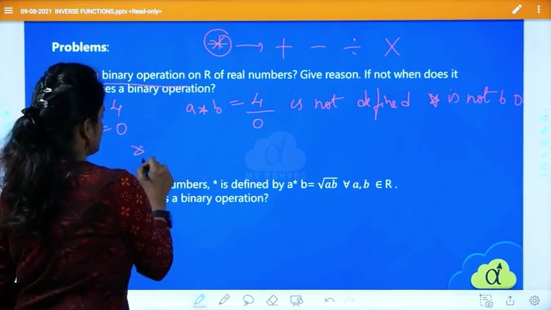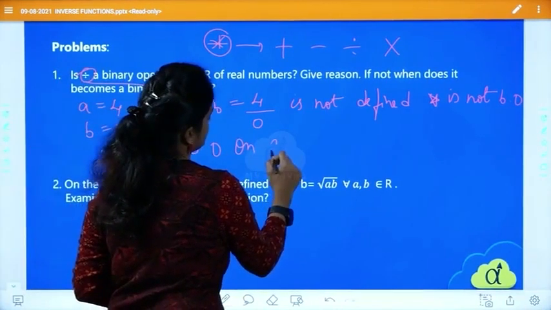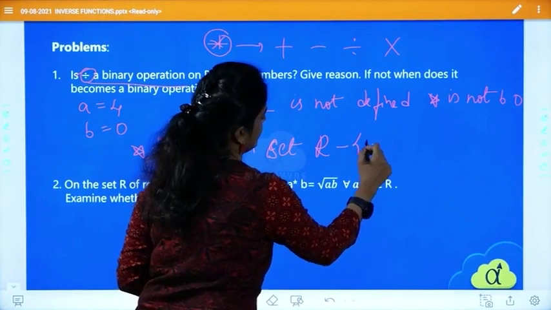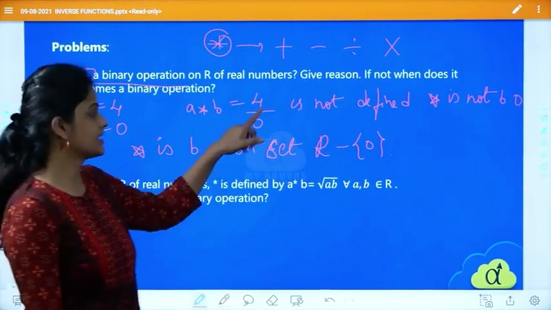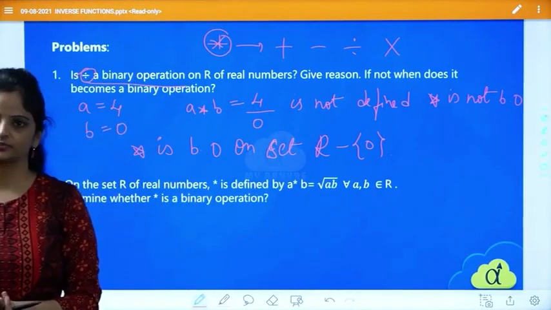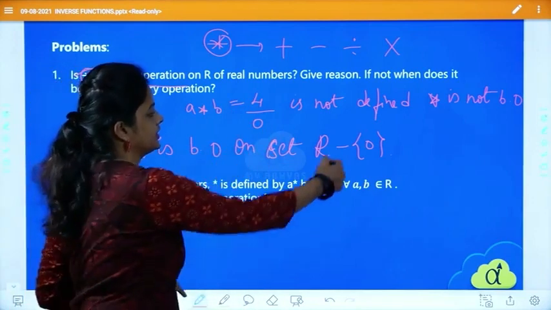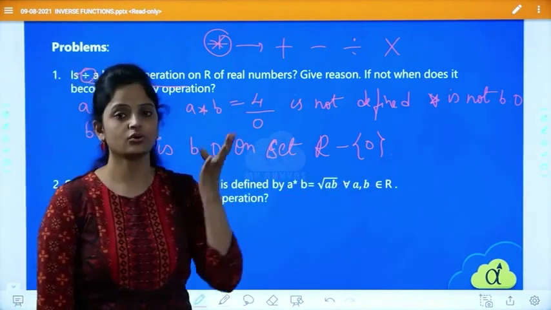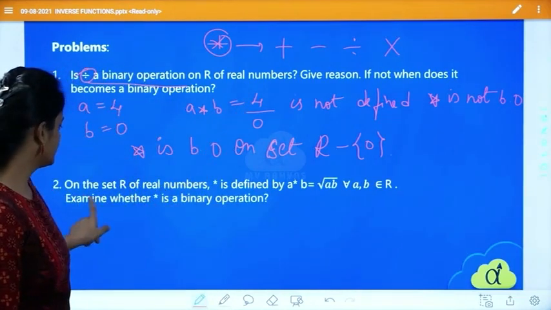Star is a binary operation on the set of real numbers minus 0. If you have the set R minus 0, then star can be a binary operation. Is that clear? So it can be a binary operation only in this. 0 should not be there. So if you are not taking 0, then no question of getting not defined. Anything by 0 is infinity.